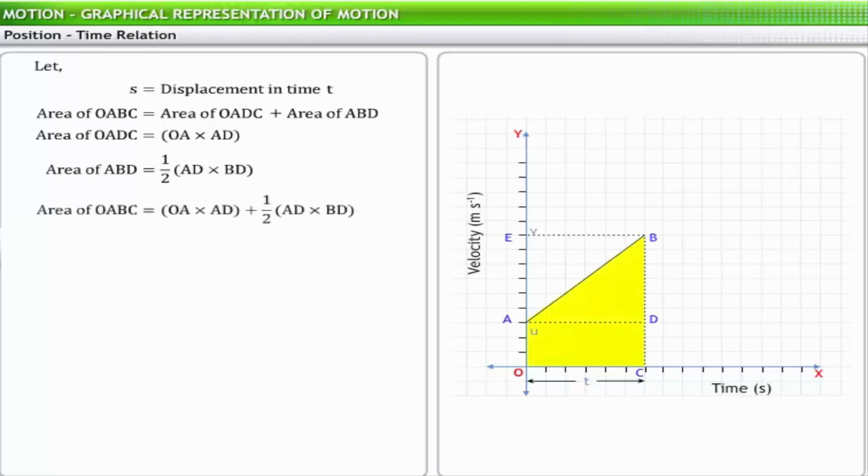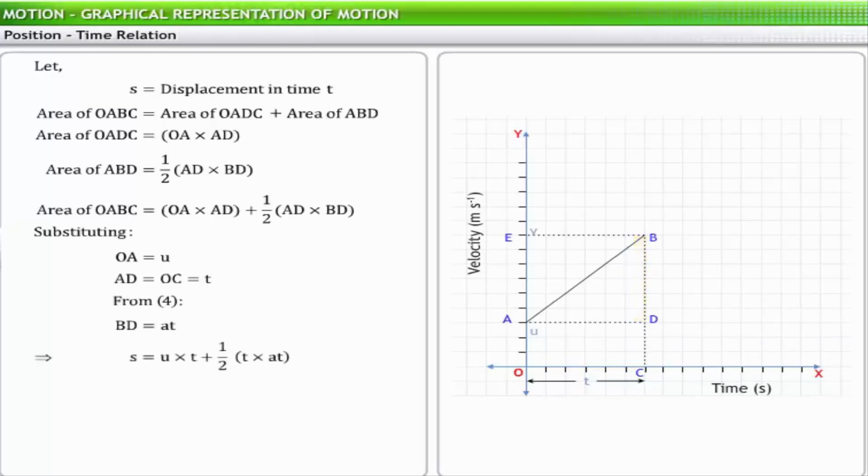Area of OABC is equal to OA multiplied by AD plus half of AD multiplied by BD. Substituting OA is equal to U, AD is equal to OC is equal to T, and BD is equal to AT, which gives S is equal to U multiplied by T plus half of T multiplied by AT. Therefore, S is equal to UT plus half AT square.